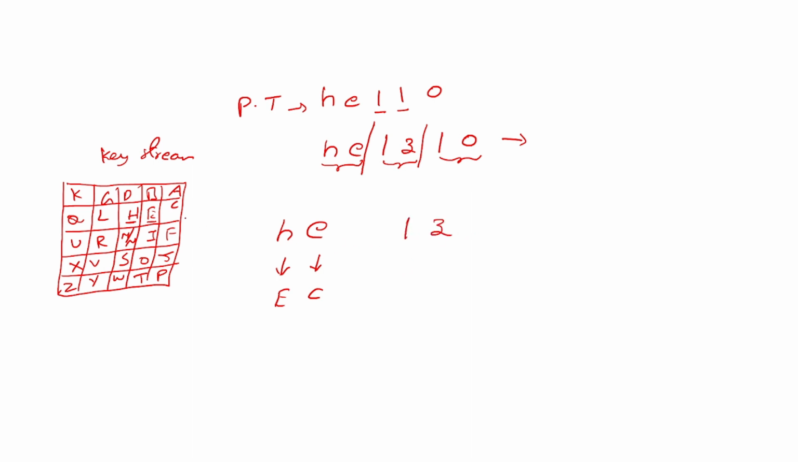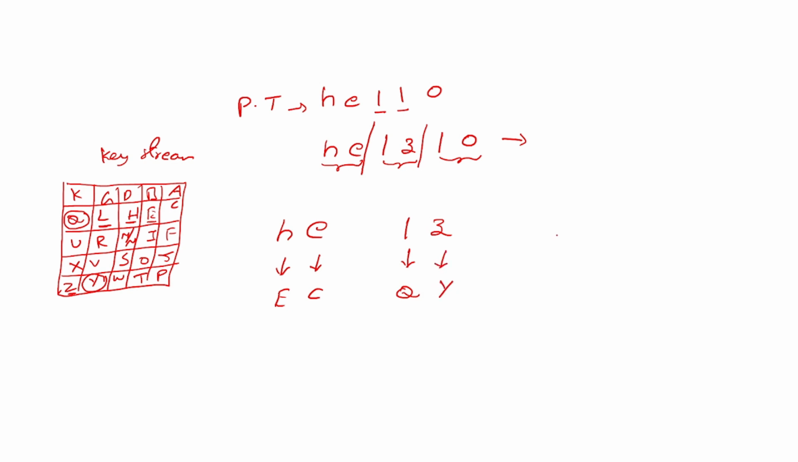L is here and Z is here. Both are not in the same row or same column. We need to take the cross section characters. This is the cross section character and this is the cross section character. For L, in the same row, whatever the cross section character is there, that needs to be taken. So for L, Q, and for Z, Y.